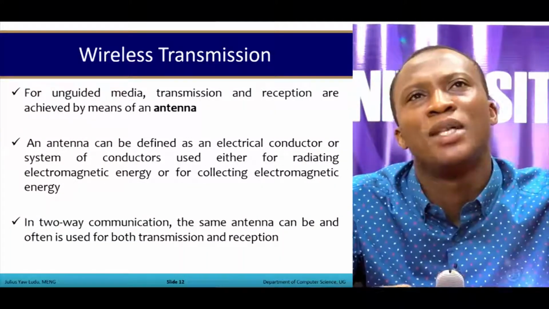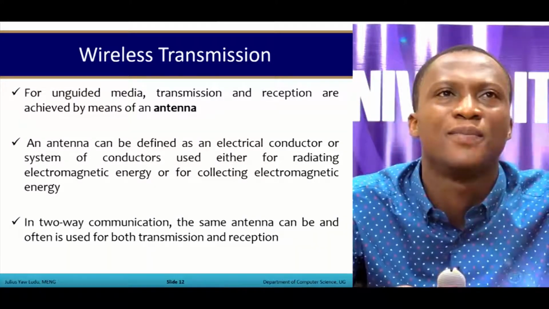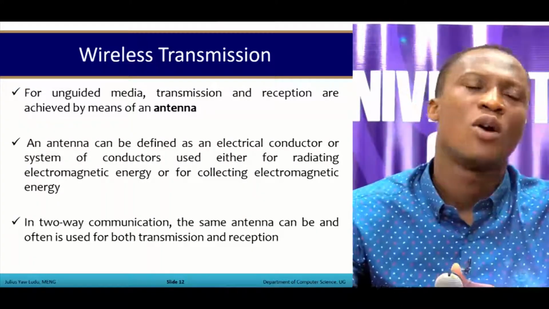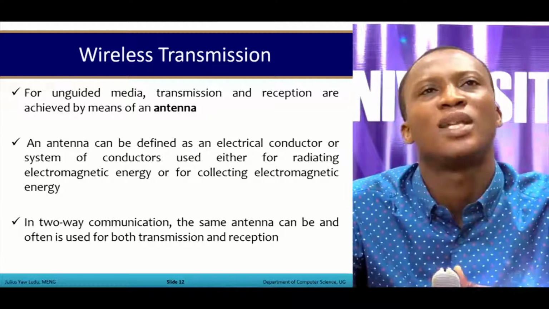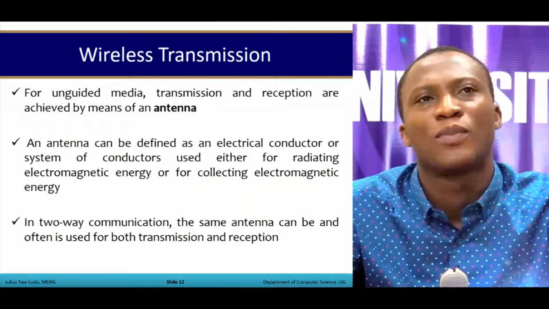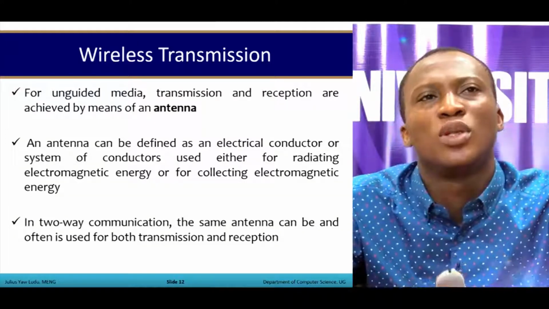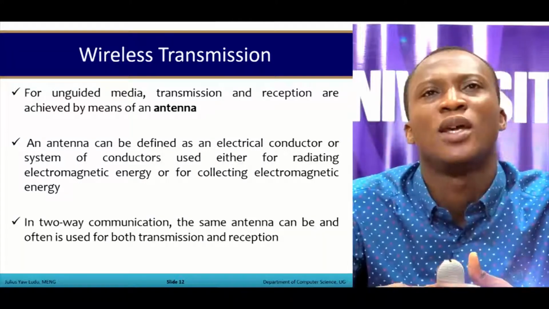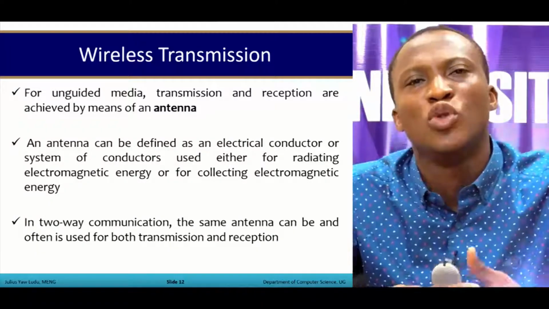Now, for unguided media, transmission and reception are achieved by means of an antenna. An antenna can be defined as an electrical conductor or system of conductors used either for radiating electromagnetic energy or for collecting electromagnetic energy. In two-way communication, the same antenna can be used, and it's often used for both transmission and reception. So the receiver and the transmitter use just one antenna.